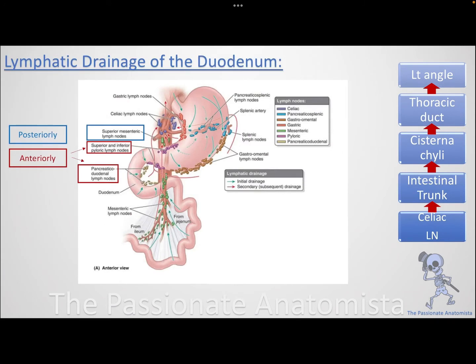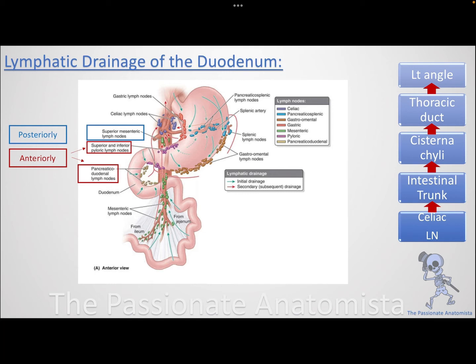Now moving on, coming to the duodenum. In the duodenum, we have posteriorly a group of lymph nodes that we call the superior mesenteric lymph nodes. And then I have superior and inferior pyloric, of course, they drain anteriorly. And then anteriorly also I have pancreatic duodenum.